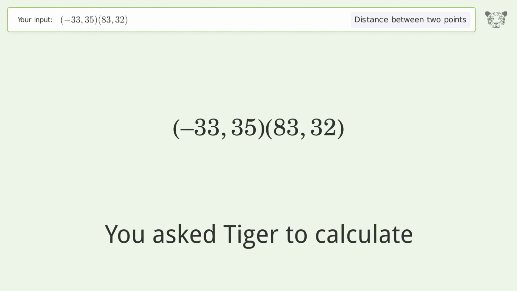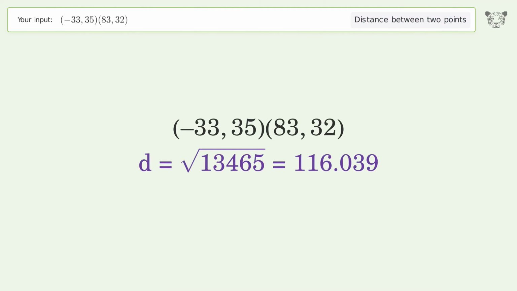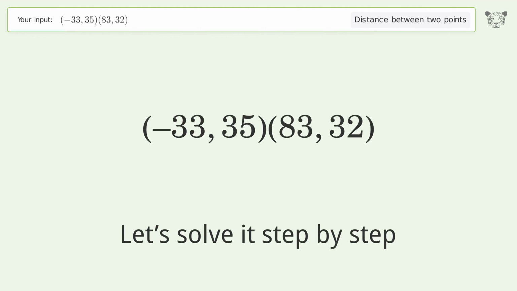You ask Tiger to calculate. This deals with the distance between 2 points. The distance between the 2 points is the square root of 13,465, or 116.039. Let's solve it step by step.